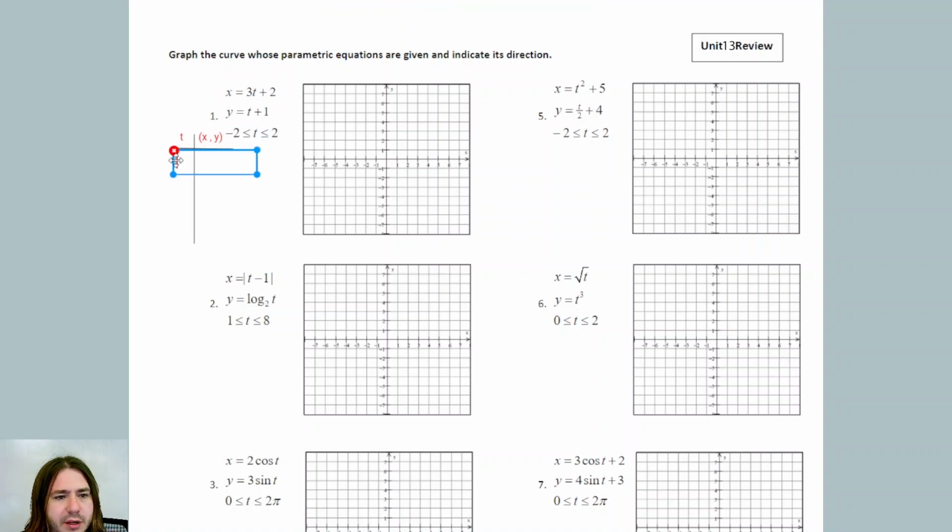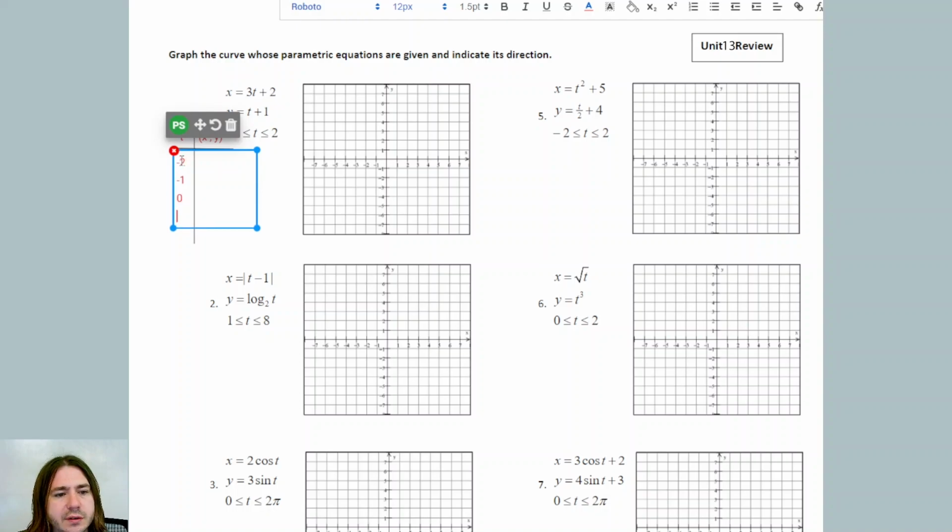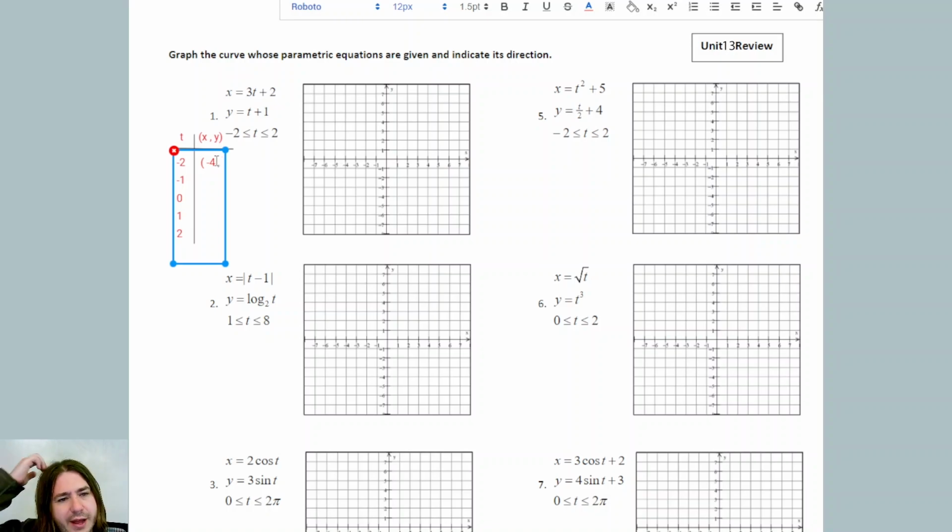Basically, I'm just going to plug in these numbers, -2, -1, 0, 1, and 2, into each individual equation and come up with a table of values here. So when I plug -2 into the x, I get -2 times 3 is -6 plus 2 is going to be -4. And then if I plug -2 into the y, I get -1. So I'm going to have a point -4, -1 when t is -2. And then when t is -1, if I plug that in, I get -3 plus 2 is -1. And then -1 plus 1 is 0. So, hey, look, I got an x-intercept there. How about that?